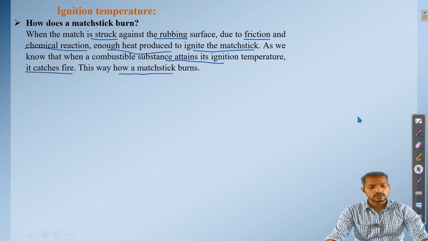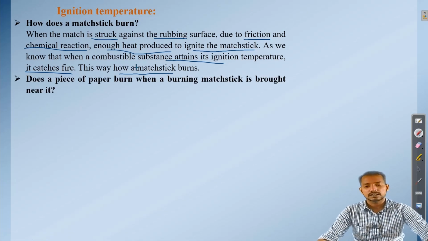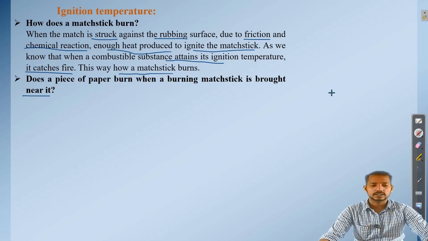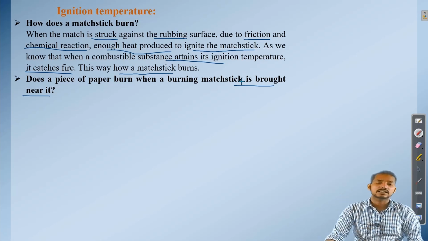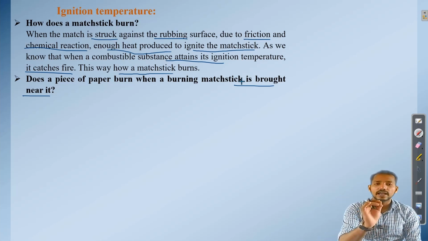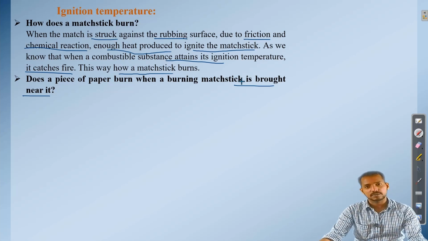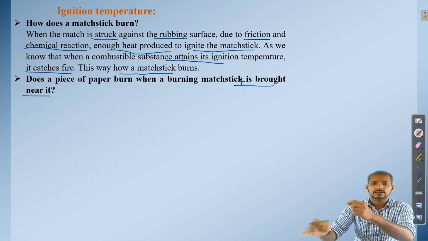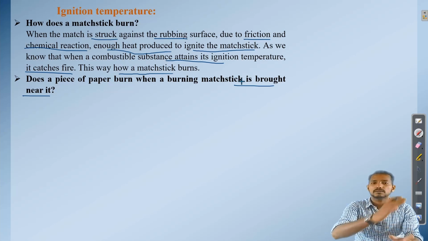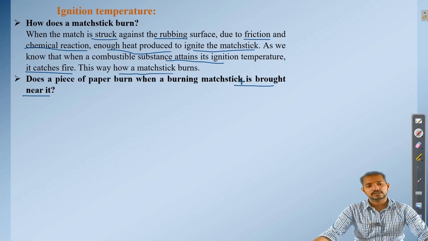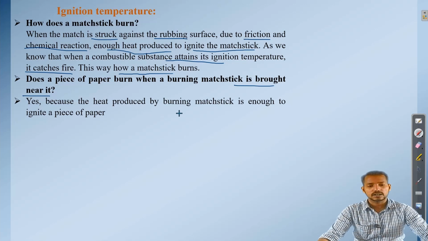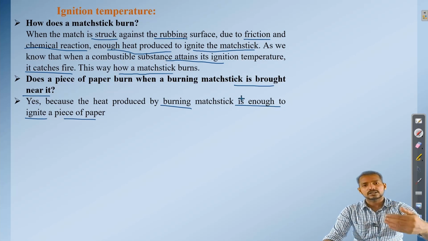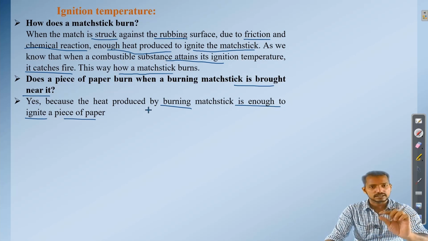Now, the second question we have: does a paper burn when a burning matchstick is brought near it? That is the second question. So first we burn a matchstick, and is that burning matchstick sufficient to burn a paper? Yes or no? Yes. Because usually if you want to burn a paper, what do we do? We'll light a matchstick and bring it near the paper, and it will catch fire. Clear? So the answer is yes, because the heat produced by a burning matchstick is enough to ignite a piece of paper. That means the ignition temperature of paper is not very high, it is a little low.